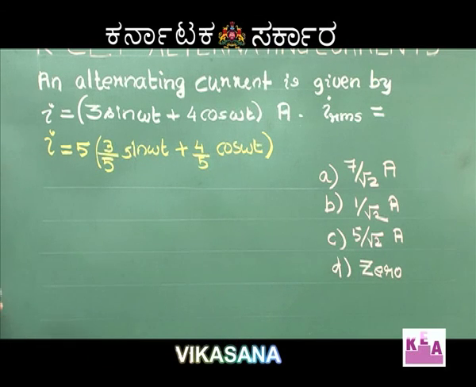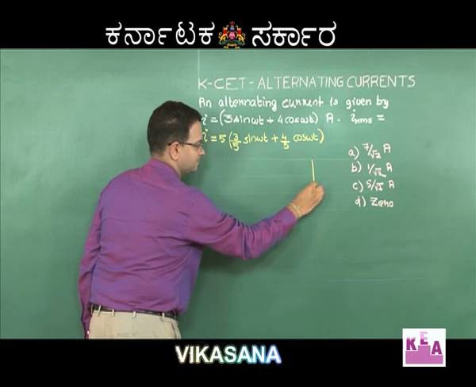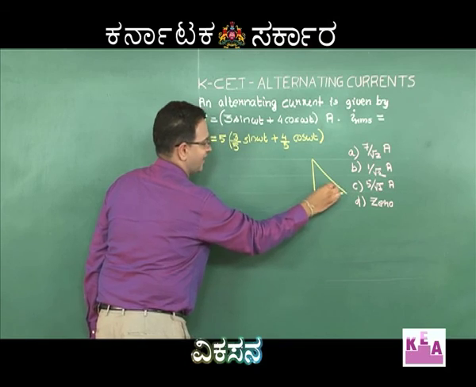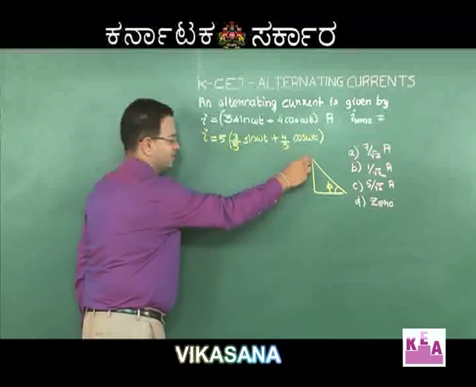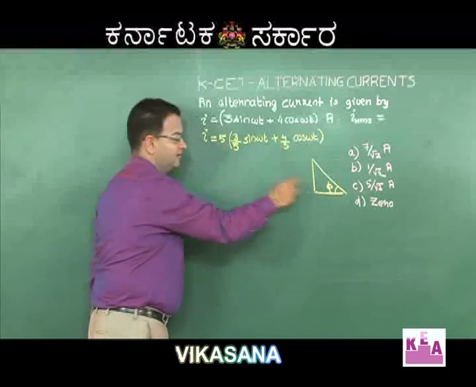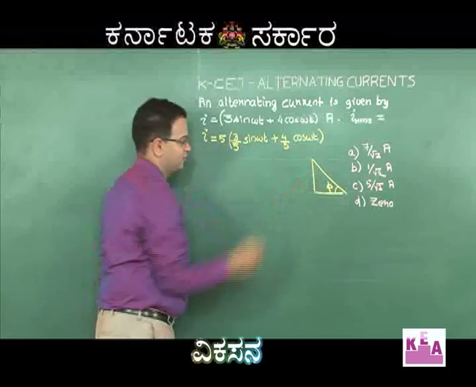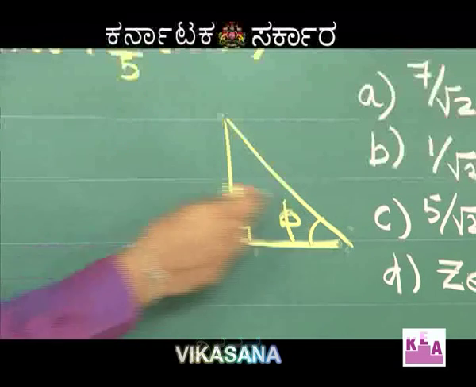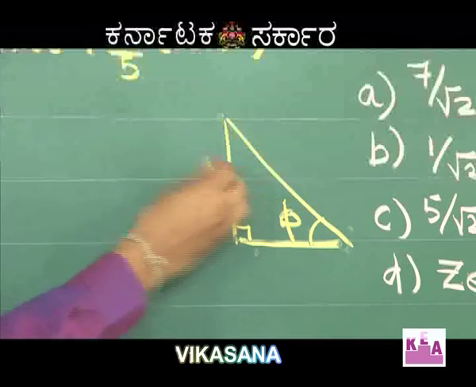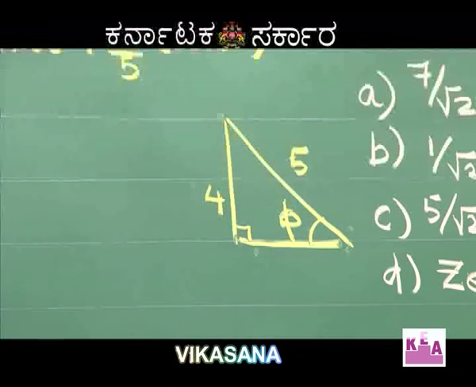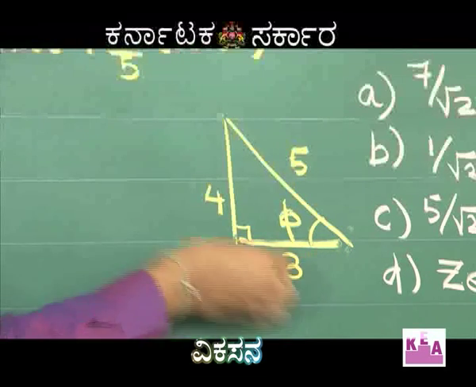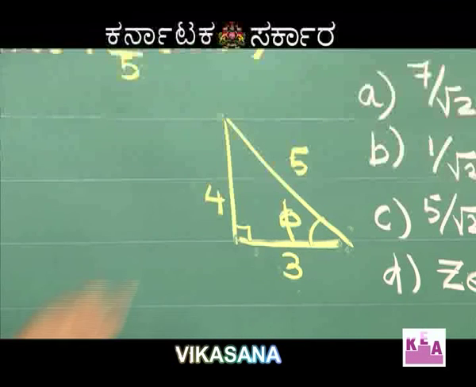Children, let us draw the triangle and use a little bit of trigonometry here. Suppose I have an angle phi here. This will be termed as the opposite side and this will be the adjacent and this would be the hypotenuse. Now, suppose I take the opposite side to be 4 and the hypotenuse to be 5, we know that this side, which is the adjacent, will be 3. As you know from Pythagoras theorem, 4 square plus 3 square will give you 5 square.